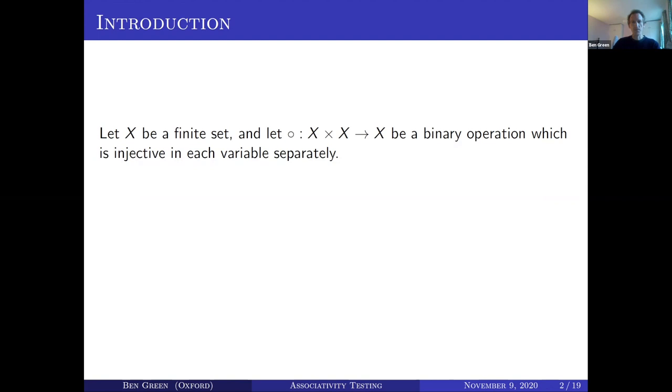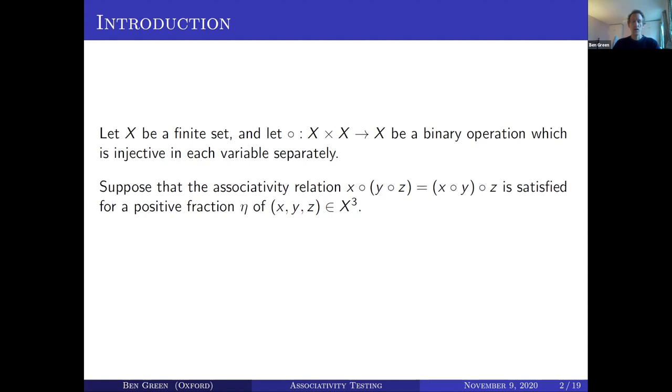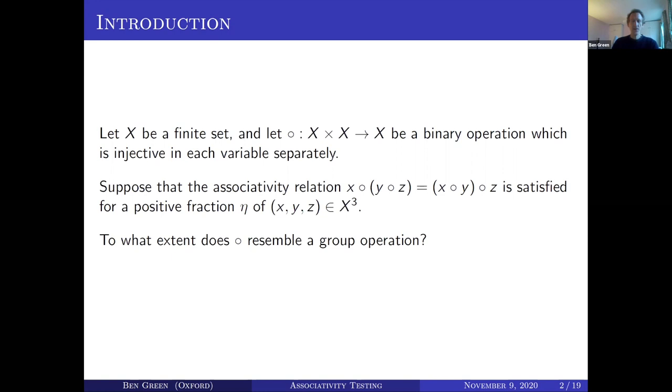And I'm going to be interested in what you can say about such an operation when it's associative some fraction of the time, but not all of the time. So when you have this associativity relation, X circle brackets Y circle Z equals brackets X circle Y circle Z, a proportion eta of the time, where eta here is some number between 0 and 1. And the obvious question is, to what extent does such a condition force this binary operation to resemble a group operation? Of course, if X is a group with the operation being multiplication, then this relation happens 100% of the time.